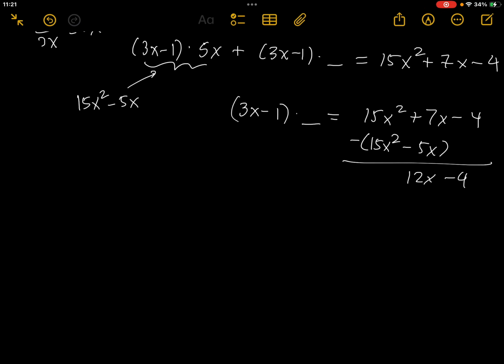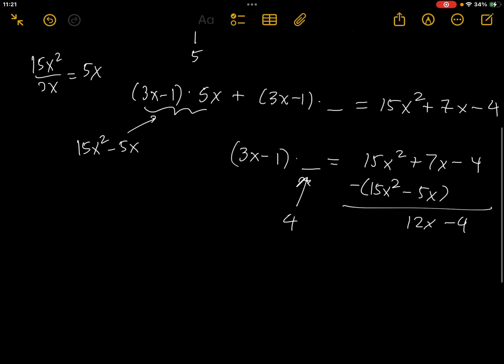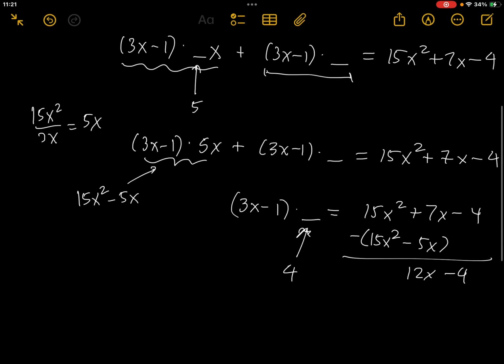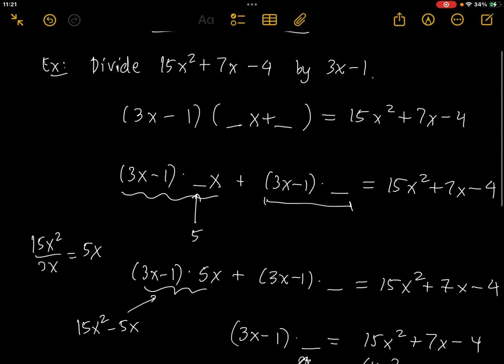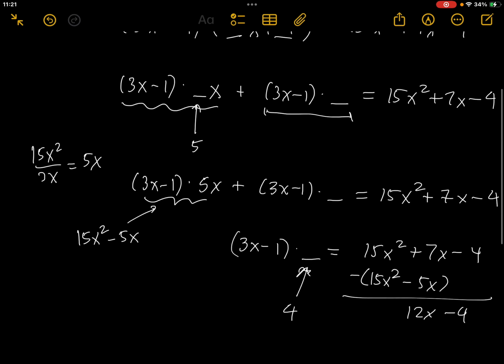So 3x minus 1 times what equals 12x minus 4? What goes in that blank? It's going to be 4. So now I'm done. I know what goes in the blanks. It's 5 and 4. And so the answer is 3x minus 1 times 5x plus 4 equals 15x squared plus 7x minus 4. And you can check by multiplying that it is in fact correct.